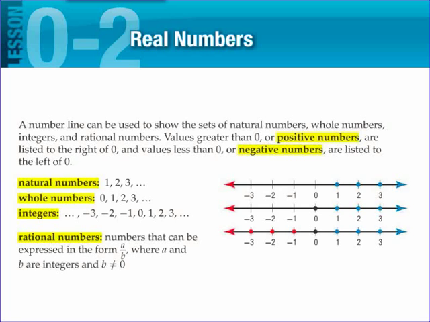Okay, so if you look at this, it says a number line can be used to show the sets of natural numbers, whole numbers, integers, and rational numbers. So real quick, let's review the natural numbers. Do we remember what those are? 1, 2, 3. So basically the natural numbers are the counting numbers. Those are the numbers you learned when you were a little baby. How old are you? Oh, 1. Okay, and then you have 2 and 3.